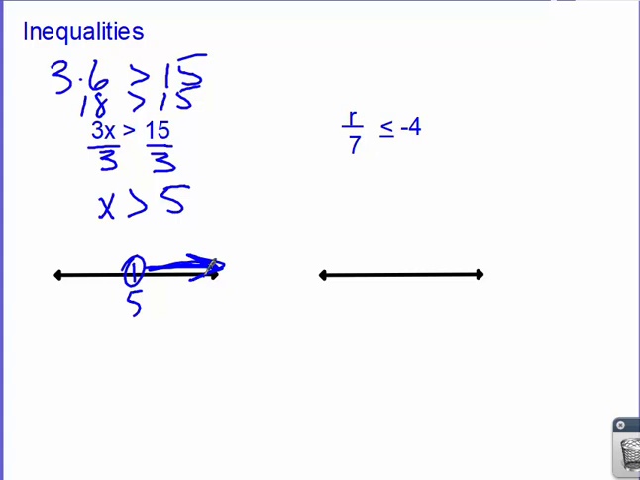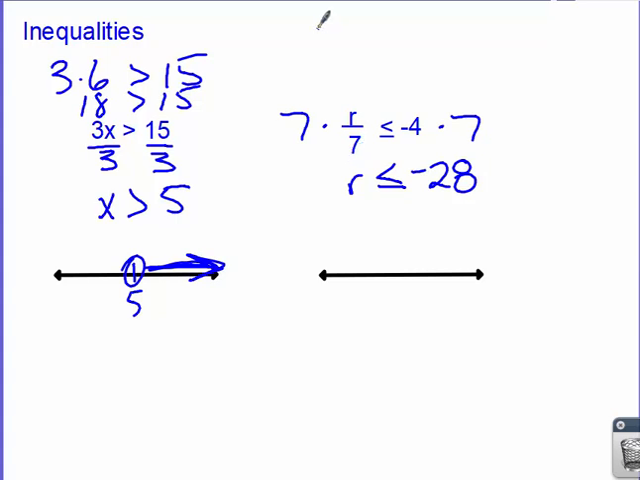Well, let's see, I have a divide by 7, so we do a multiply by 7 on both sides, and we end up with r is less than or equal to negative 28. Now, to check a division problem, you have to be a little bit more creative, okay? So I need a value that is less than negative 28, but divisible by 7. Well, the first one that we have is negative 35.